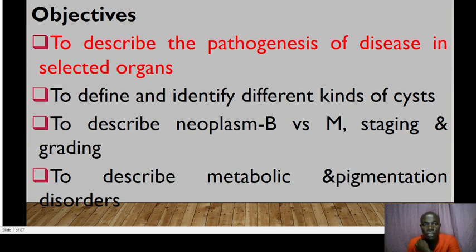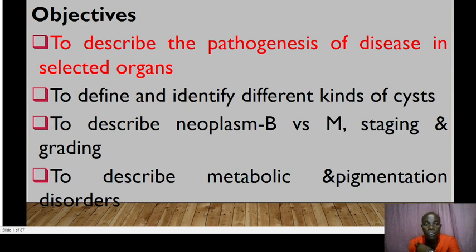Today, we're going to describe the pathogenesis of disease in selected organs, and the selected organs for us will be the kidney and the liver. For the liver, we'll be looking at liver cirrhosis, whereas for the kidney, we'll be looking at kidney failure and glomerulonephritis together with the nephrotic syndrome.